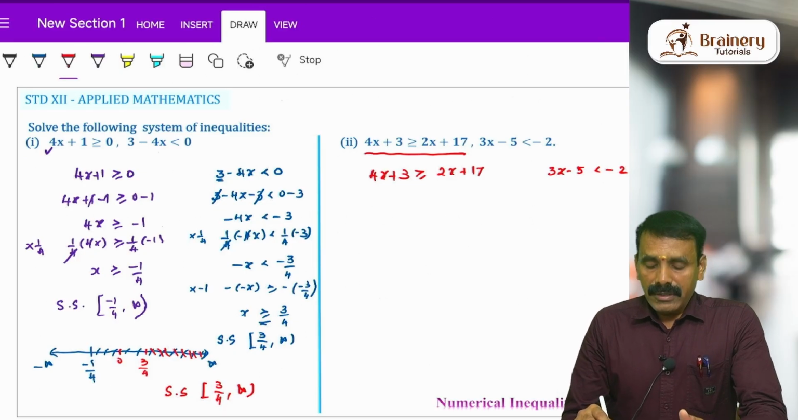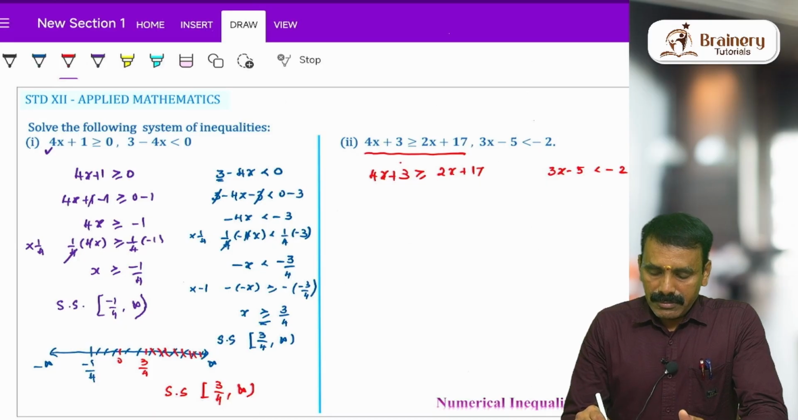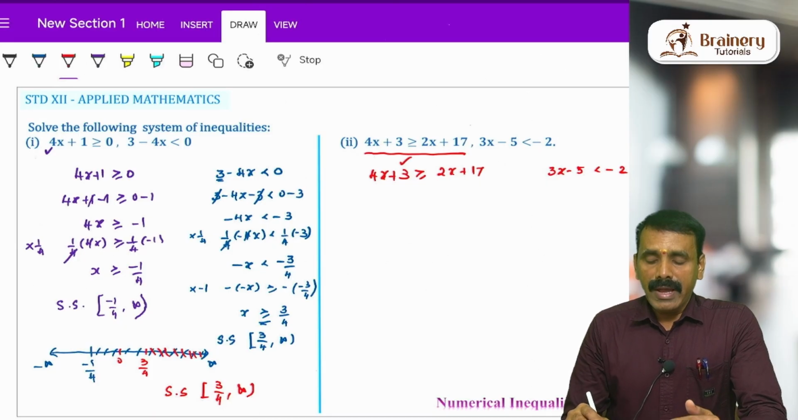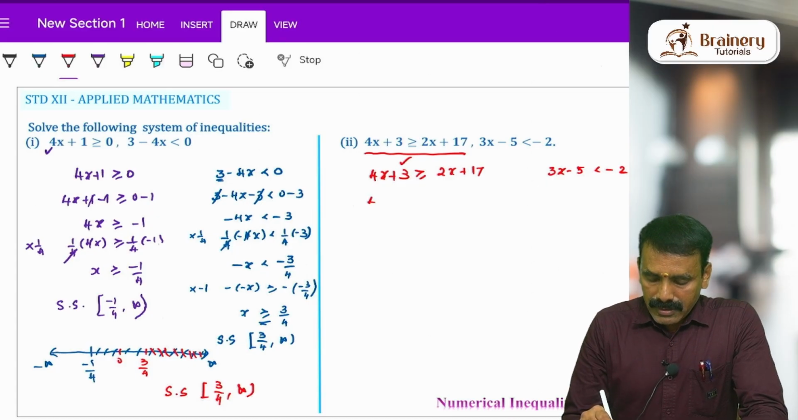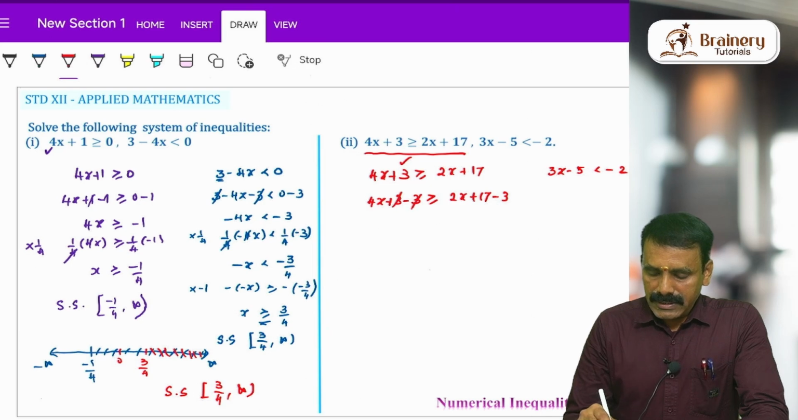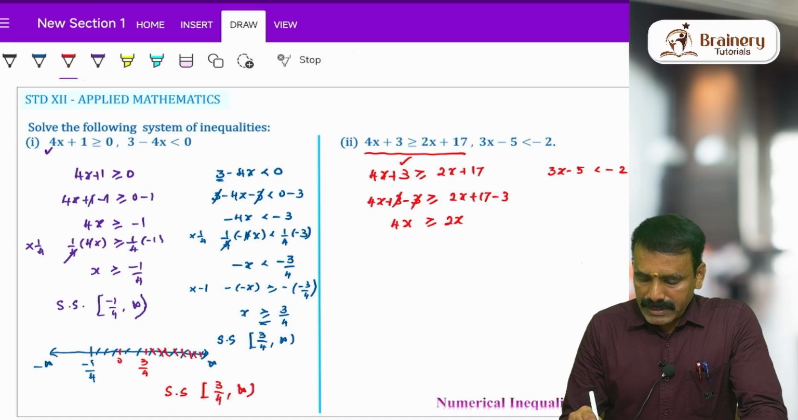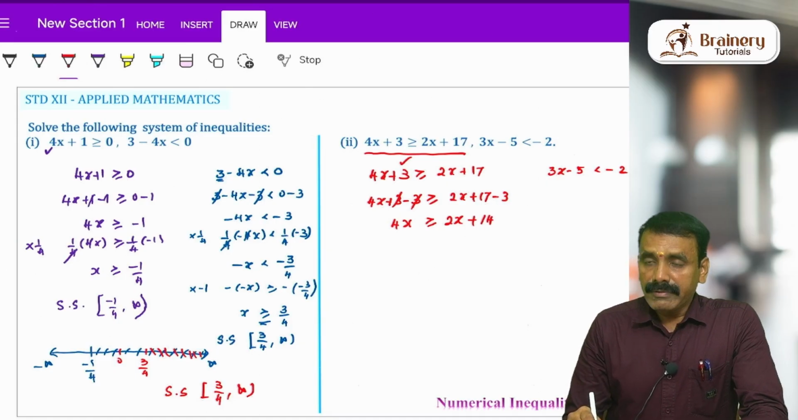Consider the first inequality, 4x plus 3 greater than or equal to 2x plus 17. We must try to eliminate 3 on the left hand side. So we add the additive inverse of 3, that is minus 3. So 4x plus 3 minus 3 is greater than or equal to 2x plus 17 minus 3. So on the left hand side 3 cancels. So we get 4x is greater than or equal to 2x plus 14. 17 minus 3 is 14.